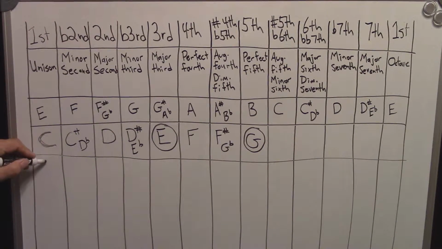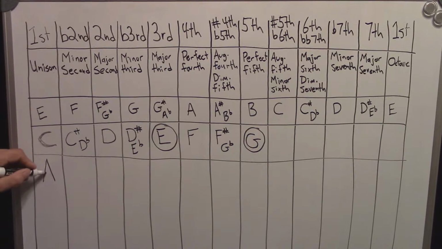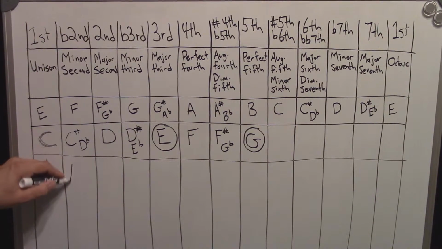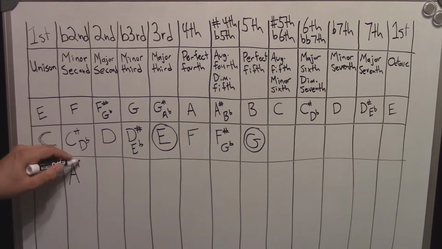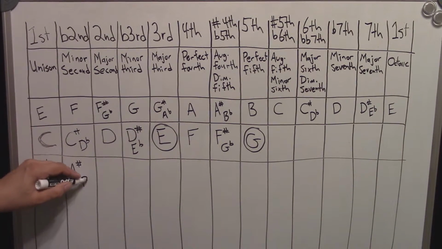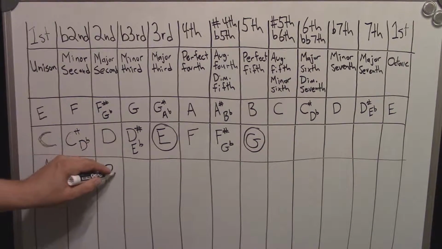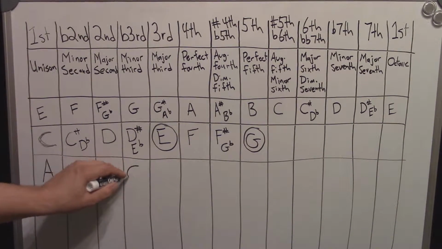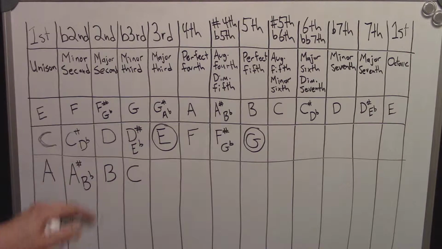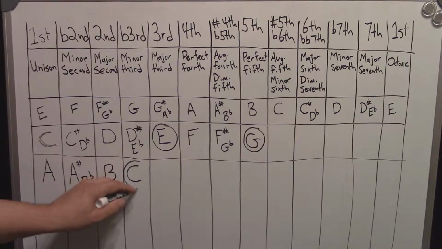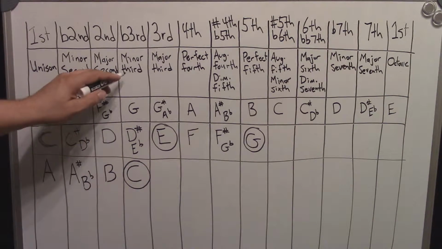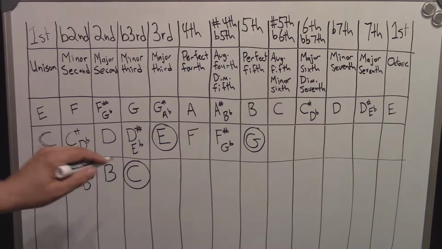So I start off with my A. Okay, and then what's next? Next is A sharp, B flat, then a B, then a C. That's one of the ones we were looking for. So C is in the chord. That's a minor third. Okay, so then we move on.